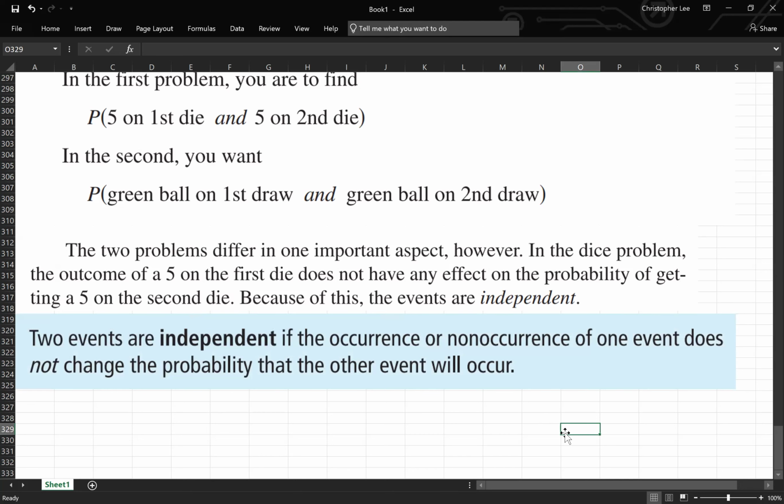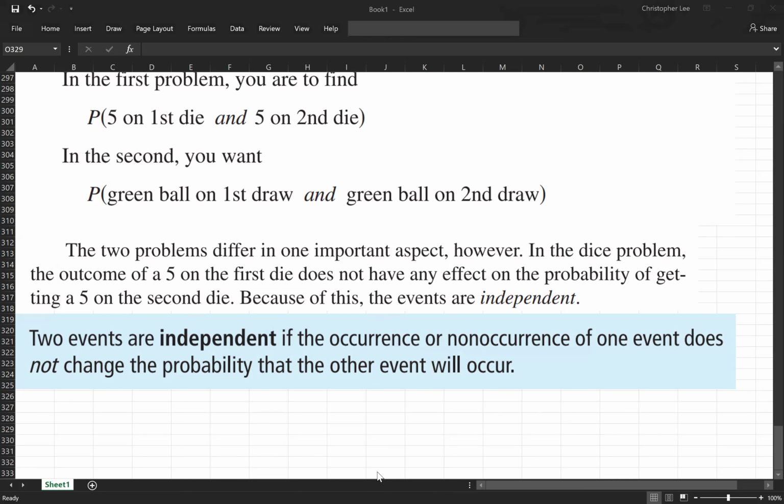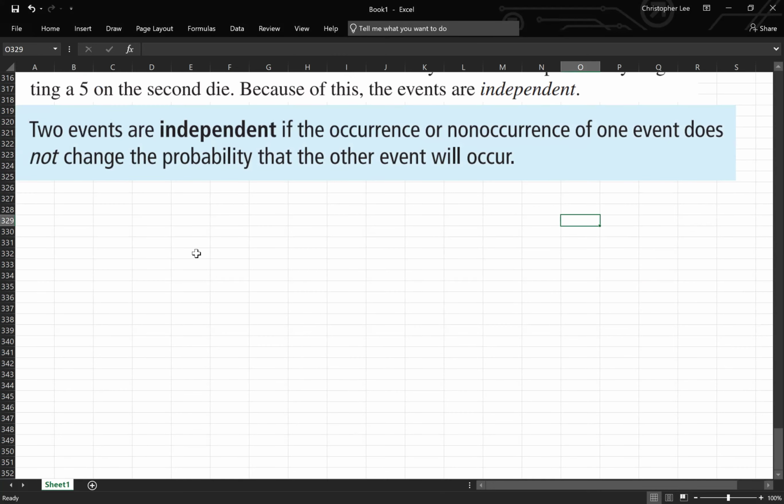Two events are independent if the occurrence or non-occurrence of one event does not change the probability that the other event will occur. All right, let's take a look.